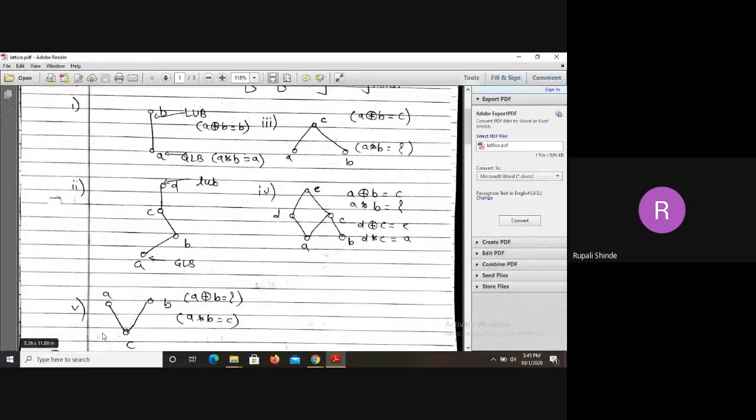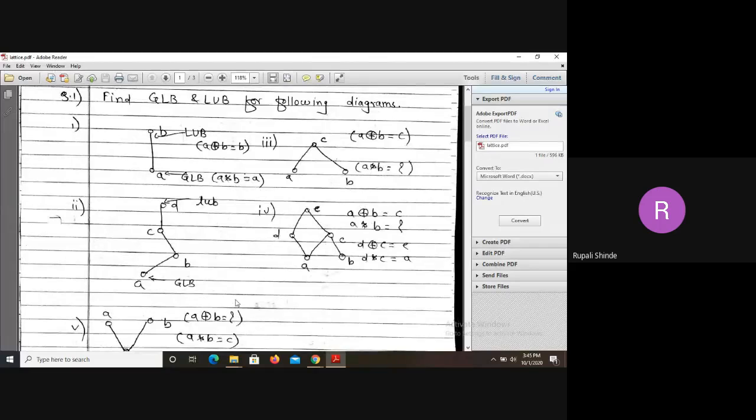Now check for the fifth diagram, whether this one is a lattice. No, because here the greatest lower bound of these two elements A and B is present, and that element is C. But if you check for the least upper bound, that element is missing. That is, A XOR B is missing. That's why this diagram is not a lattice.